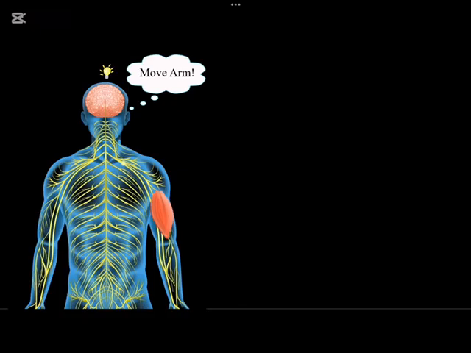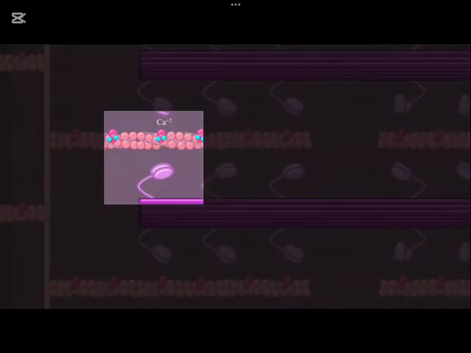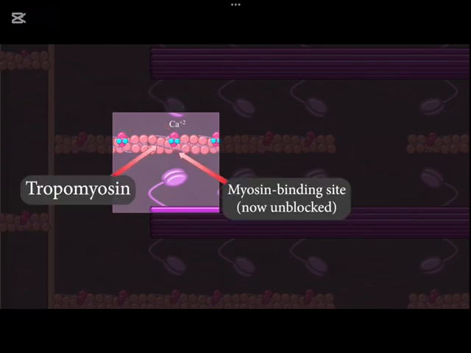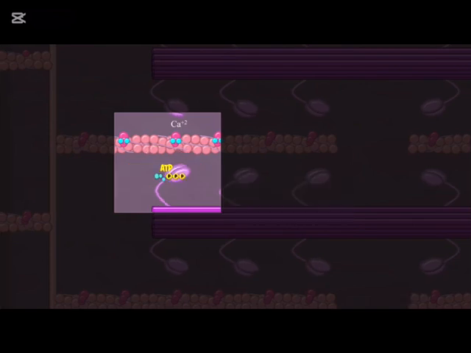When a nerve impulse reaches the muscle fiber, calcium ions are released inside the cell. Calcium binds to regulatory proteins on actin, exposing the binding sites for myosin heads. At the same time, ATP provides the energy required for muscle contraction.